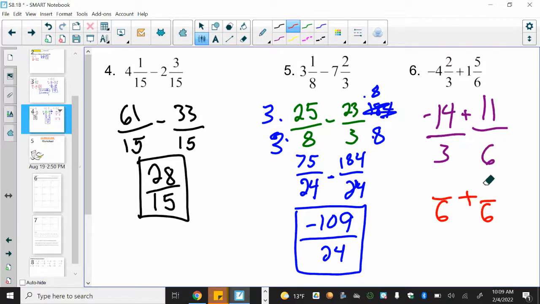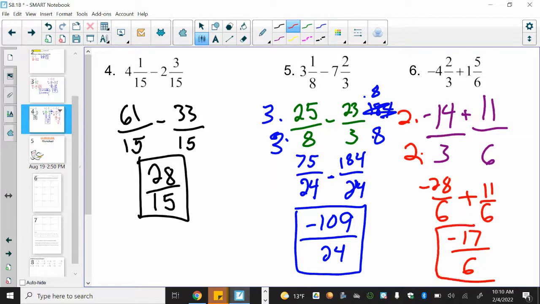Alright, this one's already 6, so we're going to do this side. 3 times 2 makes 6, so negative 14 times 2 makes negative 28. And then the bottoms match, so we can just take care of business here. Negative 28 plus 11 makes negative 17 over 6. 6, its factors are 6, 3, 2, and 1, and 17 is not divisible by any of those, so we're going to call that finished.